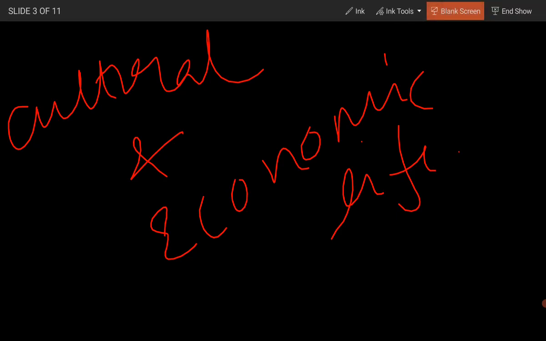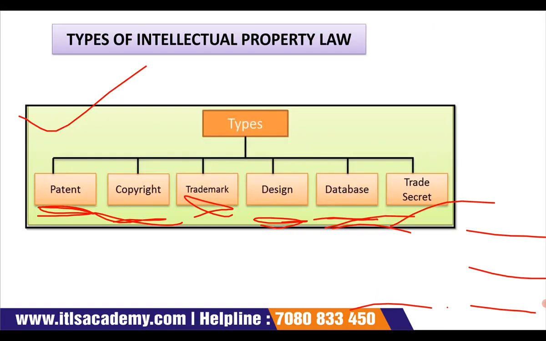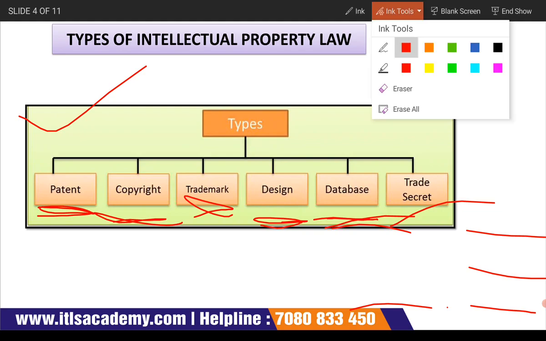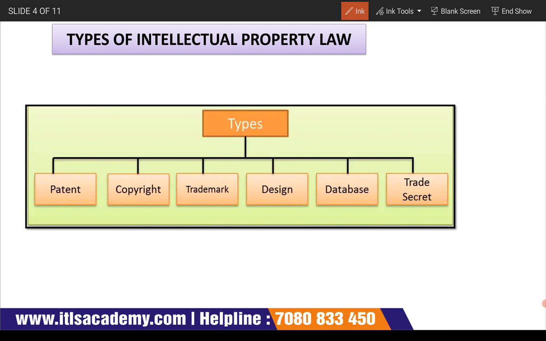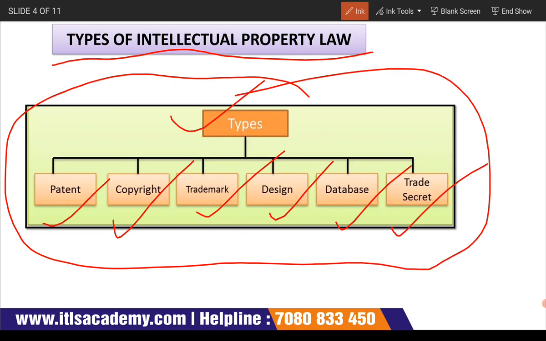Now if I talk about the types of IP, there are different types of IPs. The first is patent, second is copyright, third is trademark, fourth is design, fifth is database, and the last one is trade secrets. Depending upon the type, they are divided into different categories.